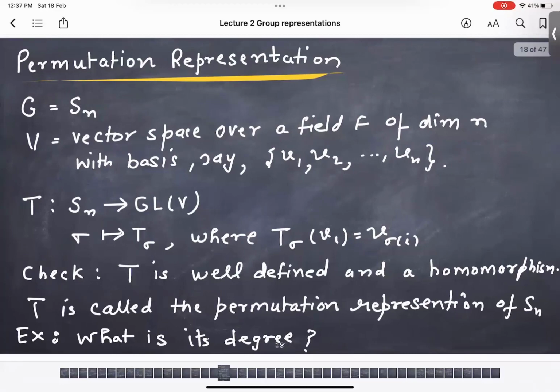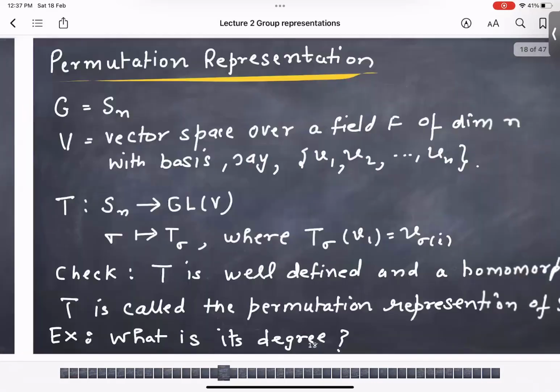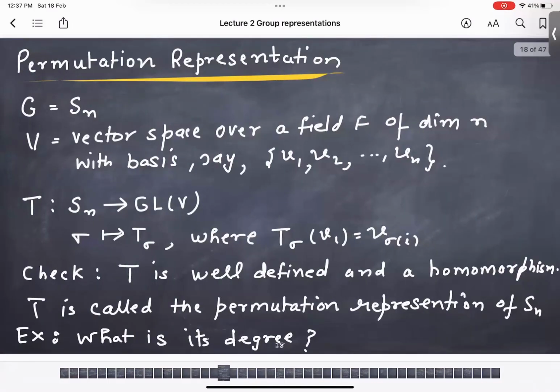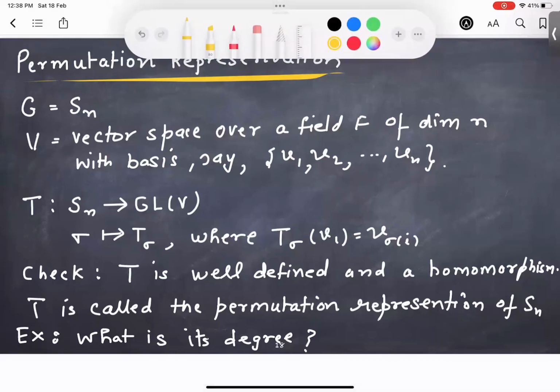Now I take a vector space with basis V1, V2, up to Vn. Sn acts on 1, 2, 3 up to n. So I've taken a vector space with basis V1, V2, Vn, and I define a homomorphism from G to GL(V), sigma in Sn going to T sigma. How is T sigma defined? I want T sigma to be a one-one onto linear transformation from the vector space V to V. Now V is with basis V1, V2, Vn.